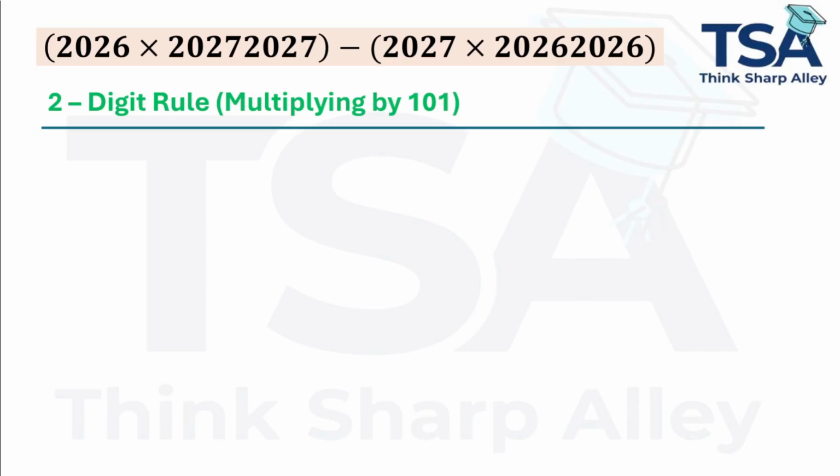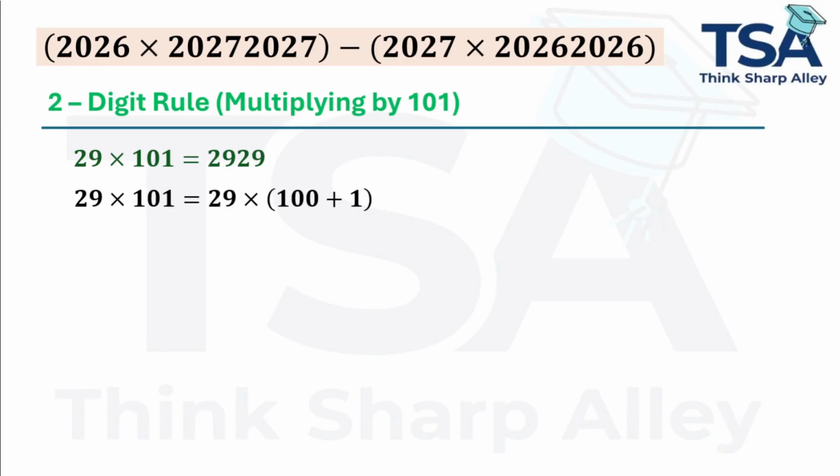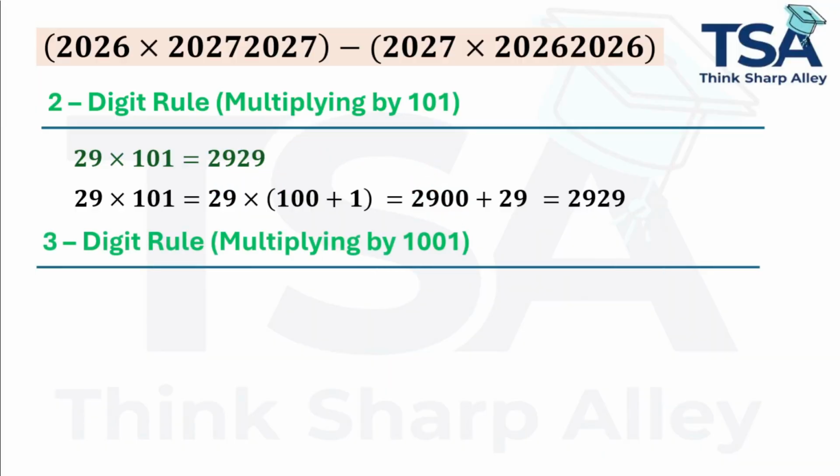The 2-digit rule: multiplying by 101. To see why 29 times 101 is equal to 2929, let us split 101 into 100 plus 1. Using the distributive property, we can multiply 29 with 100, giving us 2900, plus 29 times 1, giving us 29. You see, the two zeros shift the first 29 over to the hundreds place, leaving the perfect slot for the second 29 to land in the units and tens place. So we get 2929.